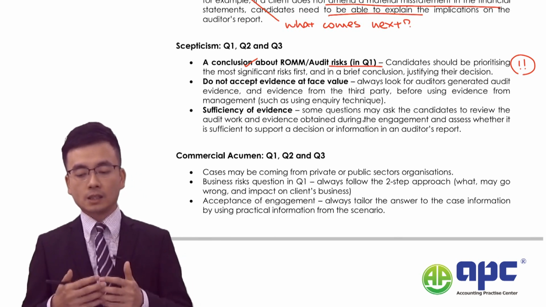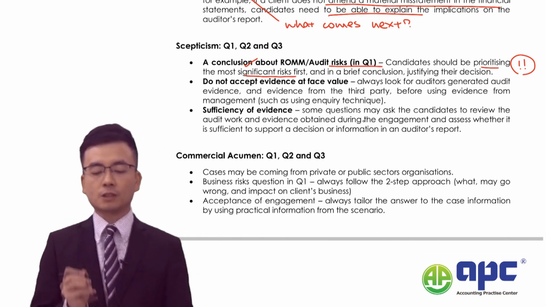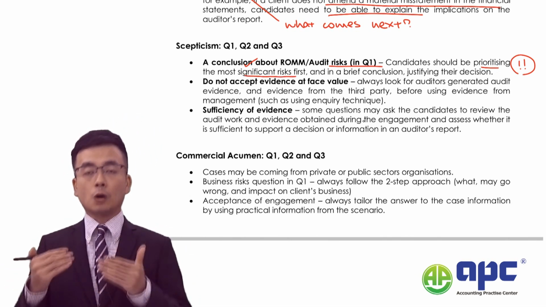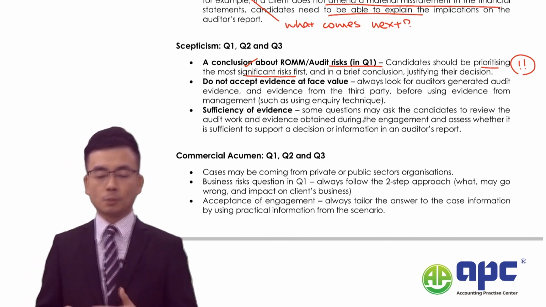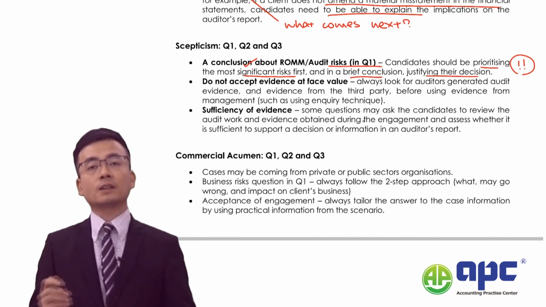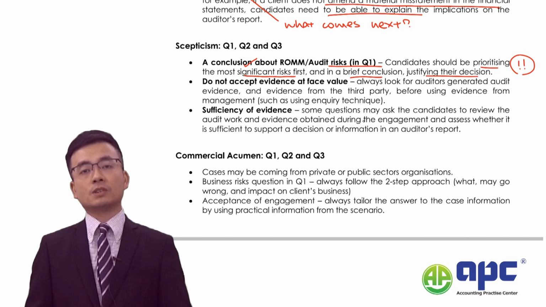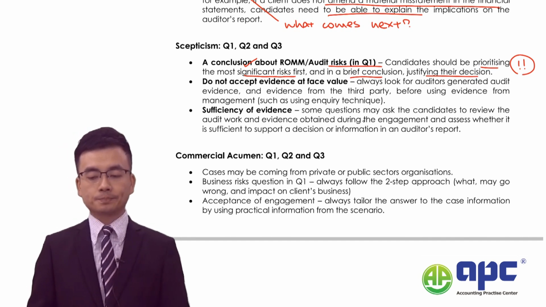So making sure that you will prioritize the most significant risk first, and later on in our course, I'll be showing you how to do this with my pre-learned pro forma and paragraphs as well, with a brief conclusion justifying the decision why you're going to put the audit risk as the top priority, followed by the next one, and so on. Very important now.